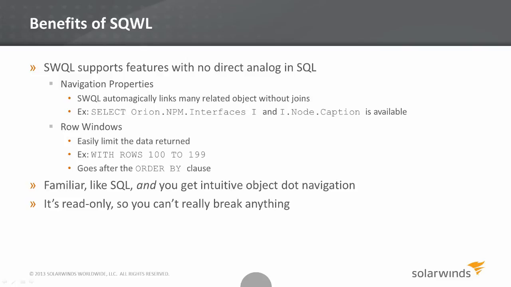The other thing that it does is it lets you do row windows really, really easily. So especially if you have 10,000 nodes, you probably are not going to want to return all 10,000 at once. It makes it easy to cut and slice those up into chunks that you can work with, and it goes right after the order by clause. So it's familiar like SQL, and you get this intuitive object dot notation. And the other thing is that it's read-only, so you can't really break anything with it. So it's a great way to start working with SWIS.